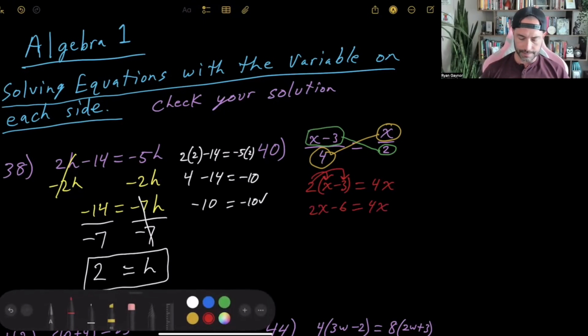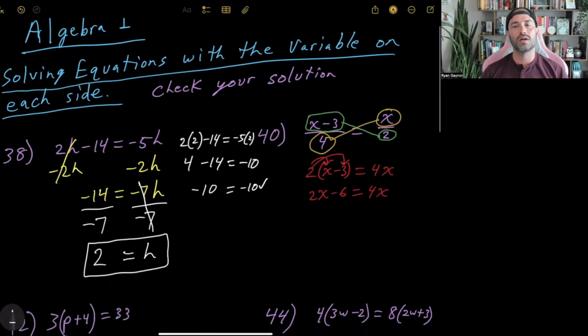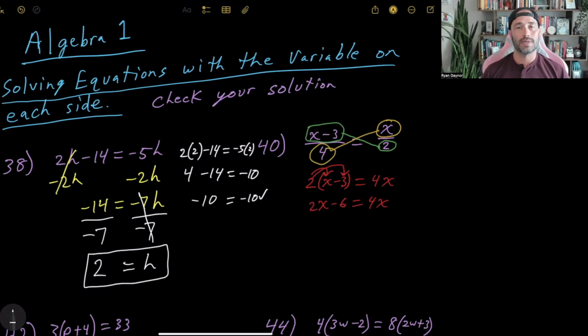Well, look at that. We're back to variable on each side. So again, I have to combine the variables. They're like terms, the x and the x.